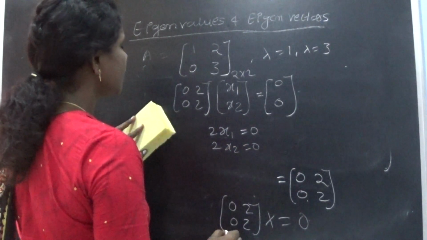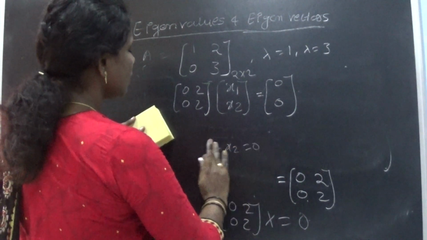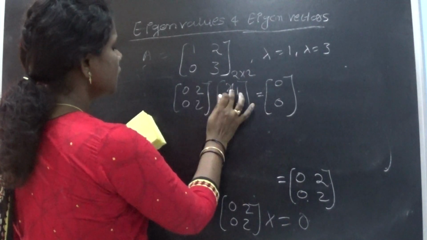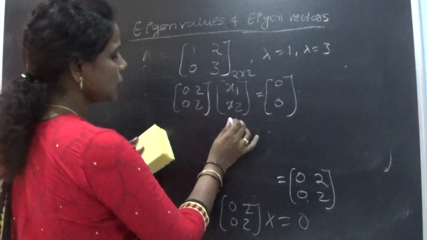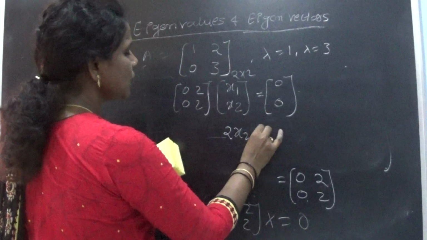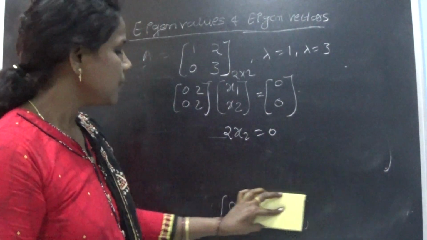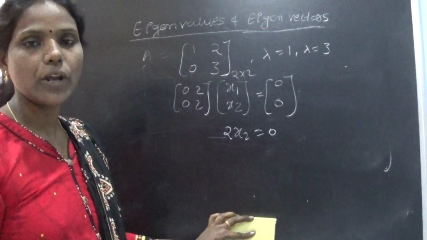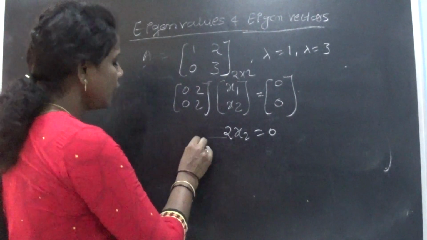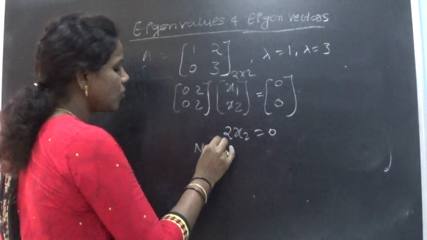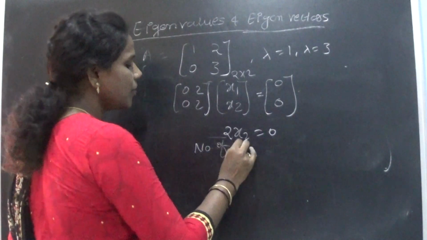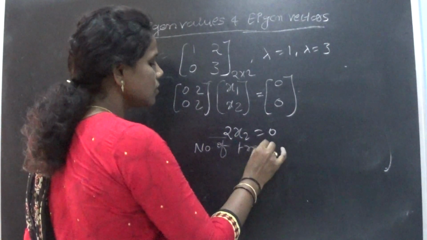So if you write the first equation, 0 into x1 plus 2 into x2 is equal to 0. 2 into x2 is equal to 0. We can't get x1. At this situation, we have to know the number of free variables here. So how do we get the number of free variables? According to this example, we have the number of free variables here.